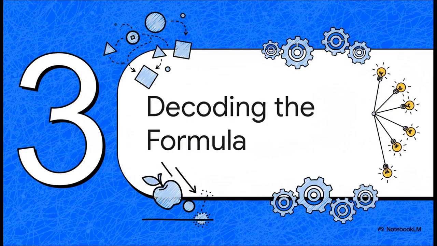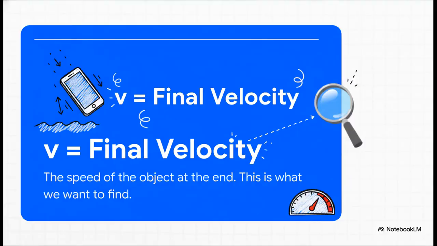Once you see what each of these variables actually stands for, you'll realize just how simple and, honestly, how powerful it is. First up, we've got v. This is just the final velocity. It's the speed of the object right at the end of its trip. For our poor phone, it's how fast it's going at the exact instant before it hits the pavement. This is the big prize, you know? It's the unknown we're solving for.